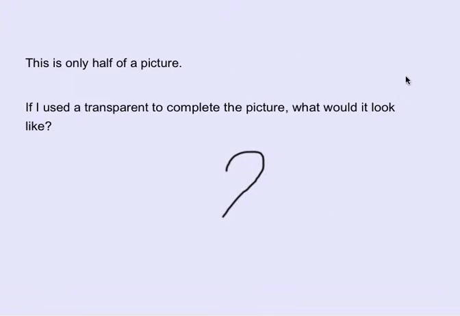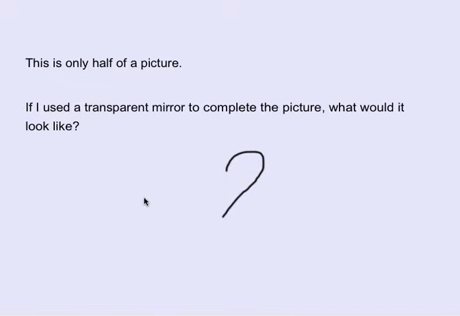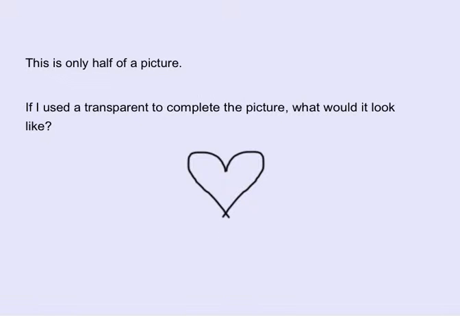On my board here, I have half of a picture. And if I used a transparent mirror to finish this picture, what do you think it would look like? You've kind of done this before with reflections, but if I put the mirror on the paper right through the middle here, what do you think you would see on the other side? Well, if you line it up, you might see something like this. Depending on where you held the mirror, you could see something like this, which is a reflection. Or if you held the mirror right through the middle where the picture ended, you would see a heart.